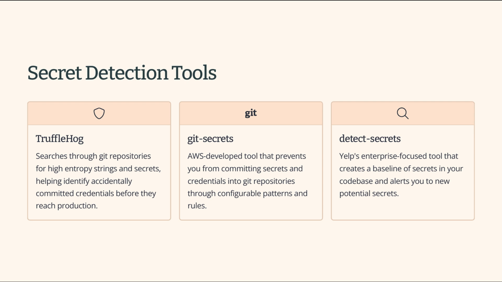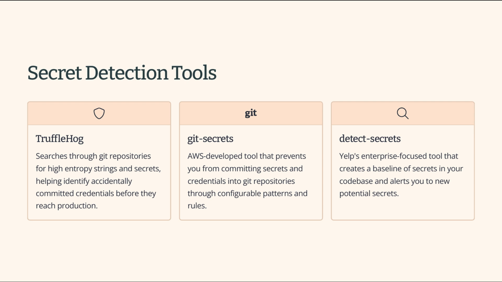As we move forward from our discussion on protecting your credentials, let's delve into some valuable tools designed for secret detection. First up is TruffleHog, a powerful tool that scans through Git repositories to uncover high-entropy strings and sensitive information. This is crucial for catching any accidentally committed credentials before they make their way into production environments. Next, we have git-secrets, an AWS-developed solution that helps prevent the accidental inclusion of secrets in your repositories by using customizable patterns and rules. This proactive approach is essential for maintaining the integrity of your codebase. Lastly, there's detect-secrets, a tool from Yelp that focuses on enterprises. It establishes a baseline of existing secrets in your code and alerts you to any new ones that may surface.